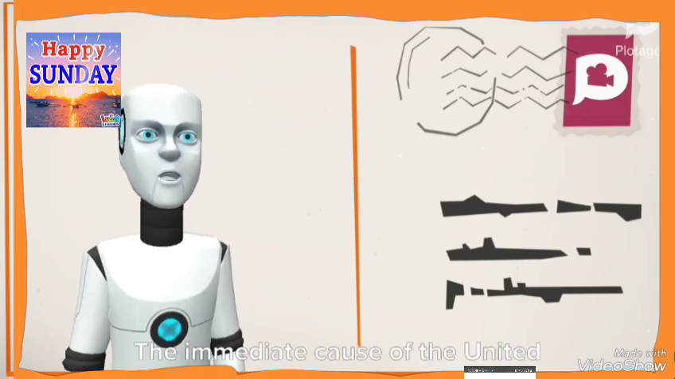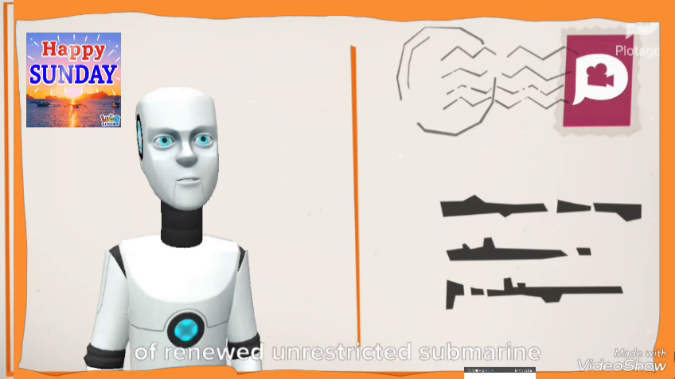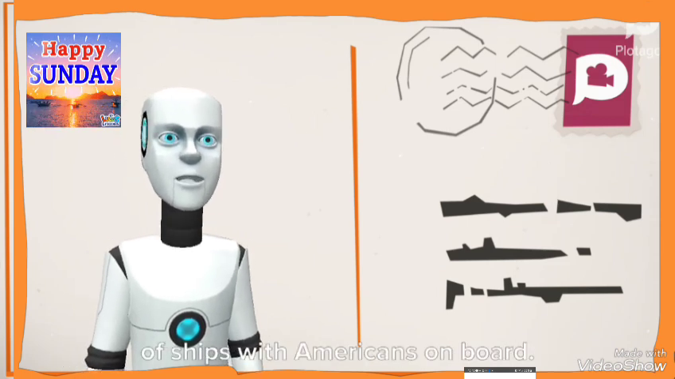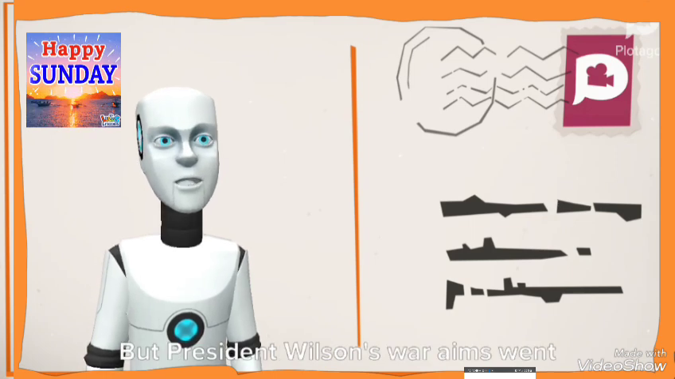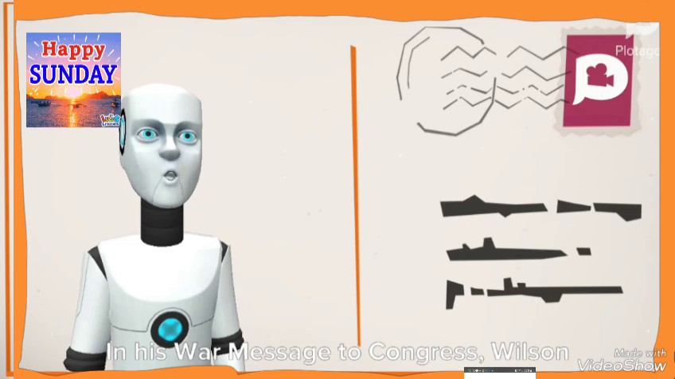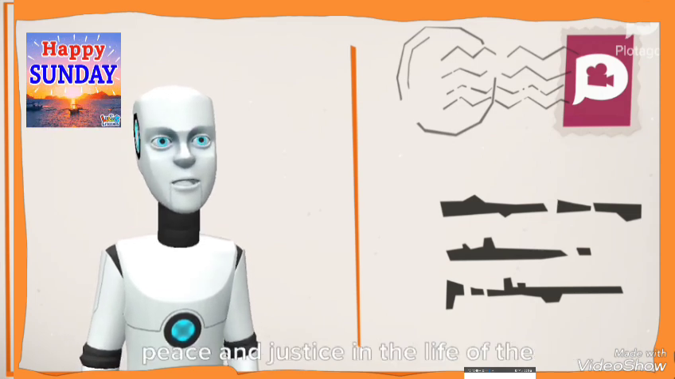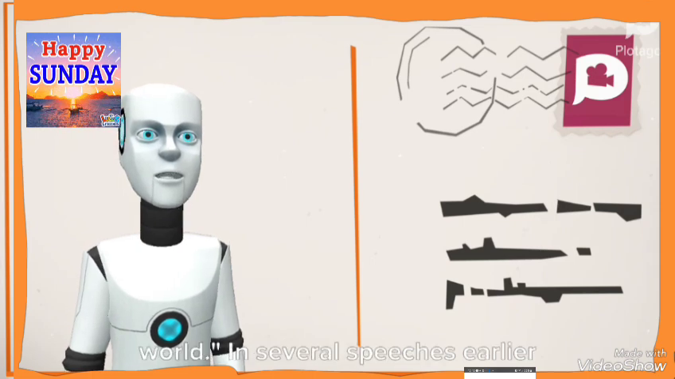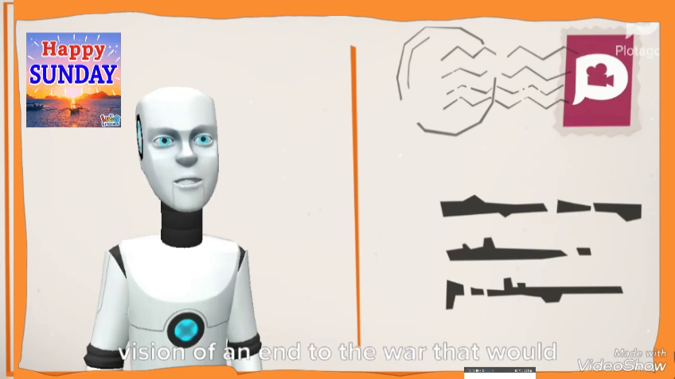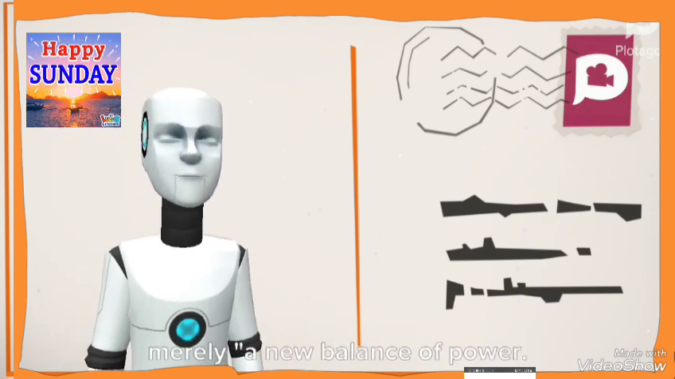The immediate cause of the United States' entry into World War I in April 1917 was the German announcement of renewed unrestricted submarine warfare and the subsequent sinking of ships with Americans on board. But President Wilson's war aims went beyond the defense of maritime interests. In his war message to Congress, Wilson declared that the United States' objective was to vindicate the principles of peace and justice in the life of the world. In several speeches earlier in the year, Wilson sketched out his vision of an end to the war that would bring a just and secure peace, not merely a new balance of power.